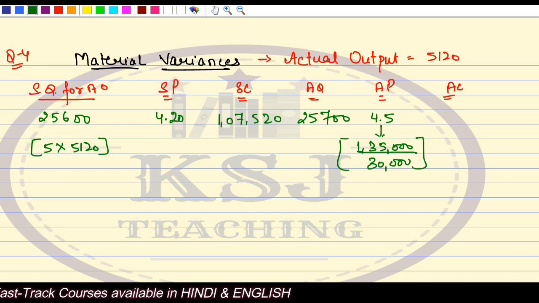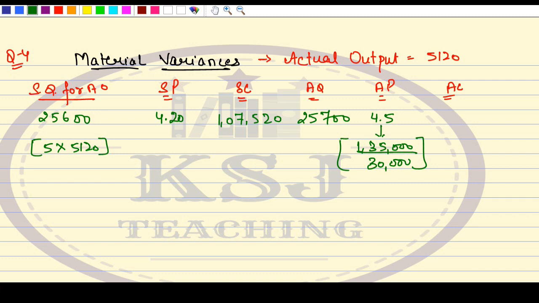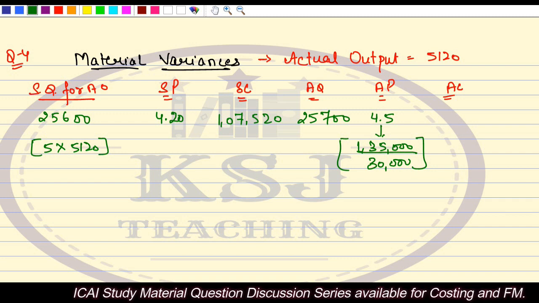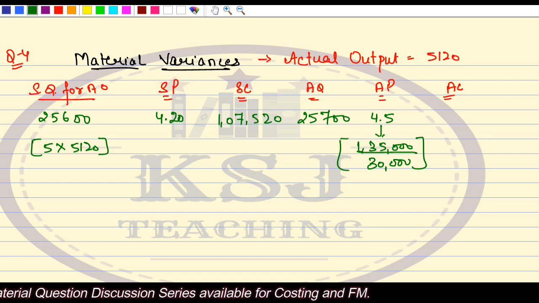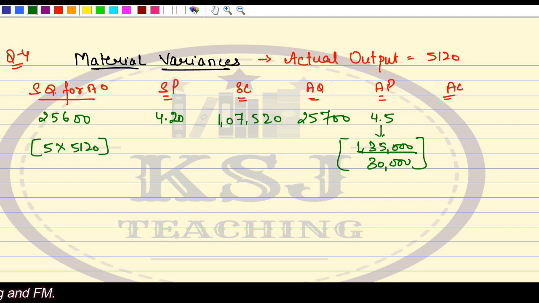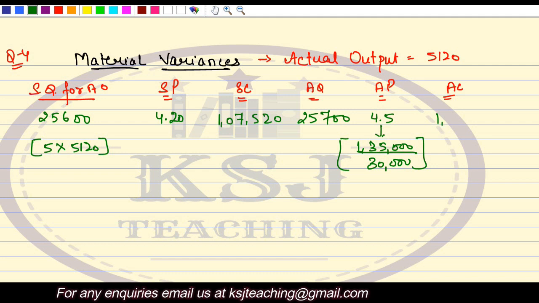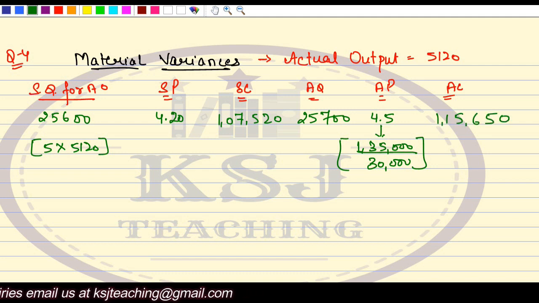Because the actual price is not dependent upon the quantity consumed, right? The actual price is going to remain the same. It is going to be 4.5 whether you are consuming 30,000 units or 25,700 units. So actual price is calculated on the basis of the units purchased. What is the total purchase cost? What are my purchase units? On that basis, you will calculate the actual price. So this comes to 25,700 multiplied by 4.5. This comes to 1,15,650 actual cost, the actual cost for the material consumed.